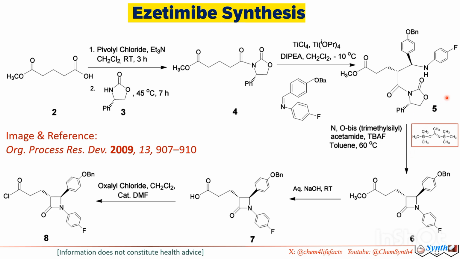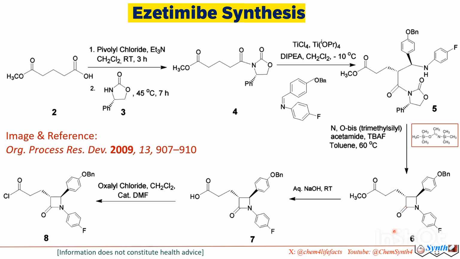Next, this intermediate 5 was treated with N,O-bis trimethylsilyl acetamide. This is the chemical structure for this reagent, and in presence of tetrabutyl ammonium fluoride to get this cyclized lactam intermediate. So here in this transformation you can see this particular group has been removed during the cyclization process. This particular fragment's role was to induce the stereoselective, diastereoselective conversion at this step.